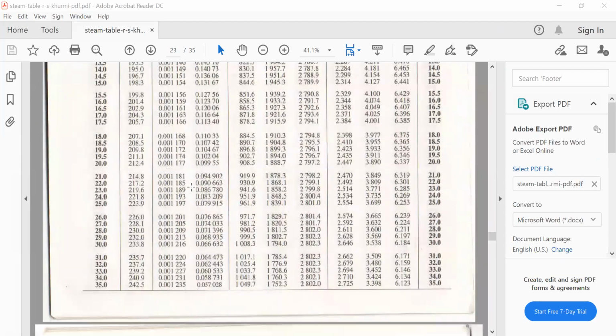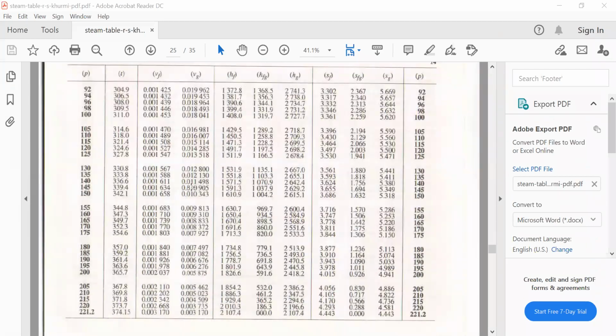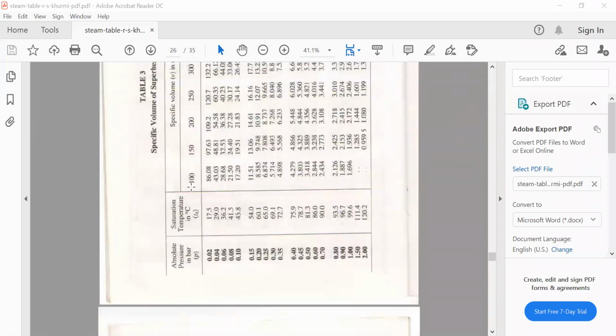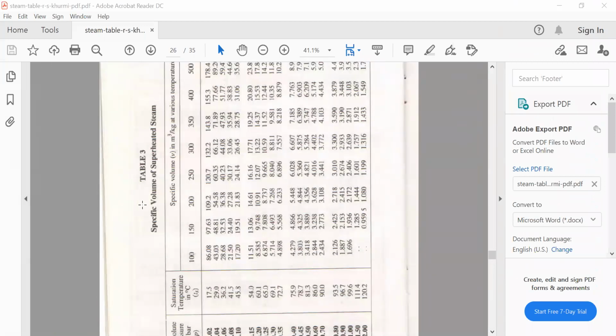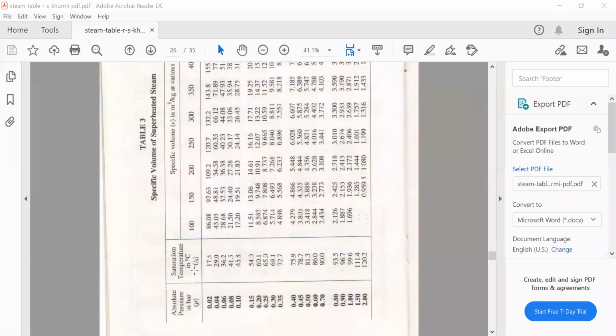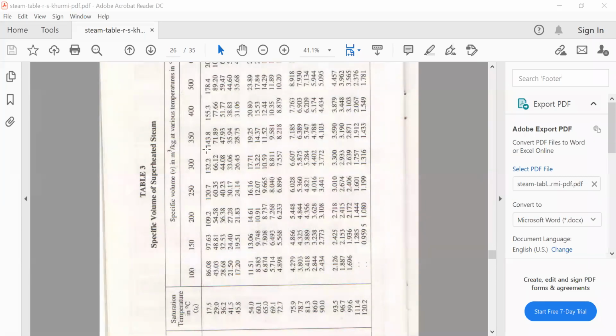Next one is the superheated condition. In the superheated condition, we have a separate table for specific volume. That means pressure will be given, temperature will be given, and saturation temperature. So 100, next one is 150, 200, 250, 300, 350, like that.